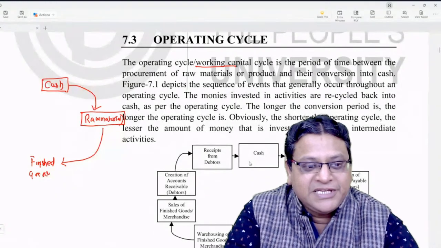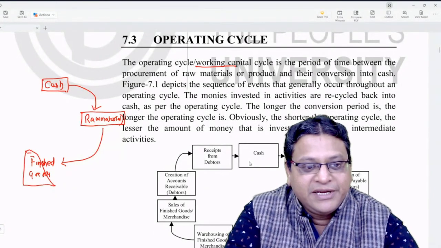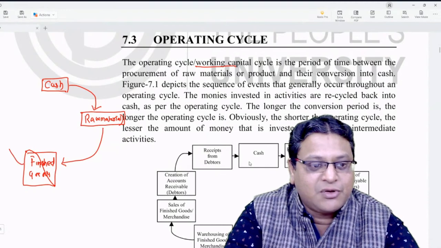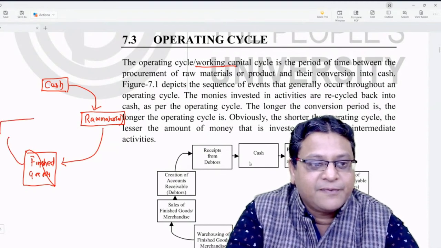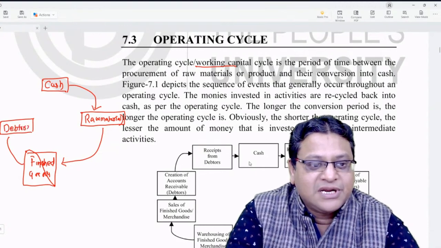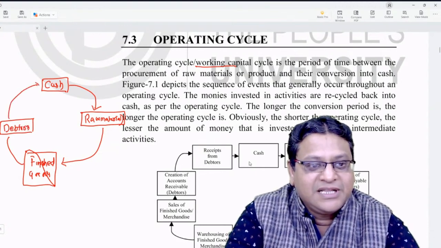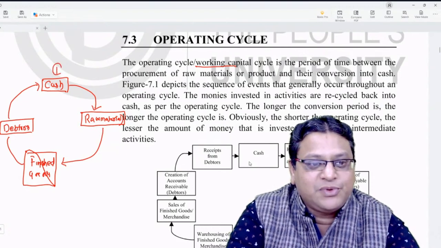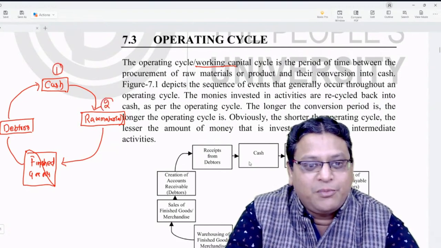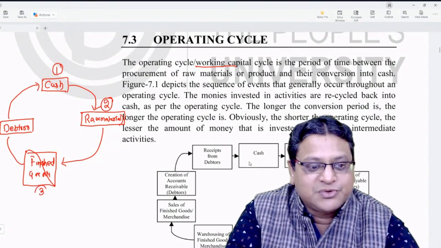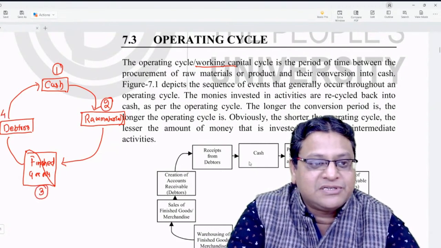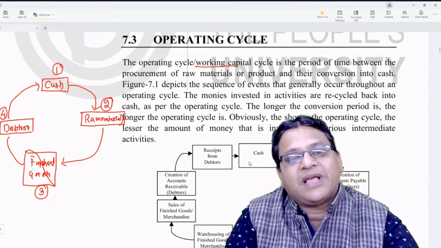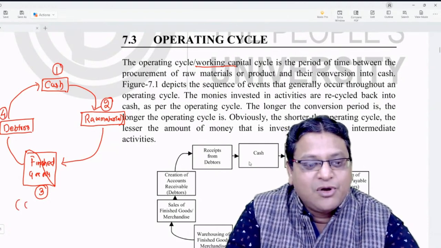Then the finished goods are converted into debtors. The debtors are converted into cash. That means the operation starts with cash, then it is converted into raw material, then into finished goods, then into debtors. Then debtors pay back the money to cash. Hence, this is known as the operating cycle or cash to cash cycle.